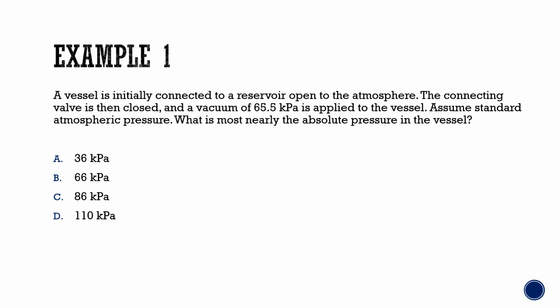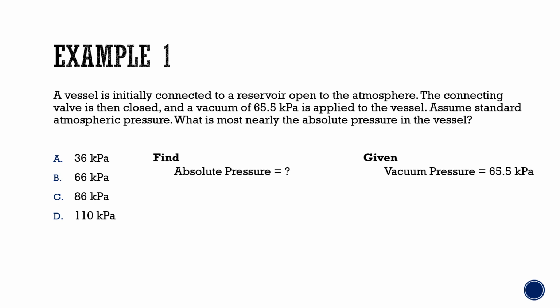So the pressure section is fairly quick and simple, so we are going to go right into the first example problem. A vessel is initially connected to a reservoir open to the atmosphere. The connecting valve is then closed, and a vacuum of 65.5 kilopascals is applied to the vessel. Assume standard atmospheric pressure. What is most nearly the absolute pressure of the vessel?